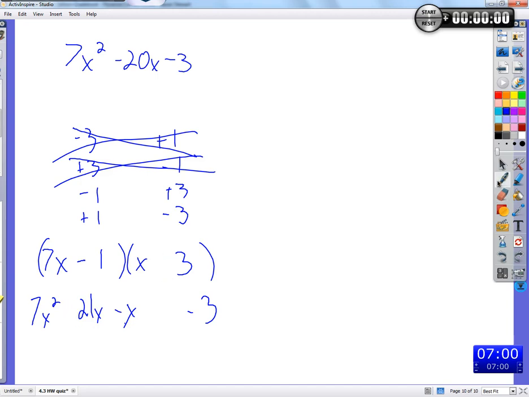So we must just switch the 1 and the negative 3. And so we'll get negative 21x and positive x. Negative 20x, positive x. And we finally got negative 20x.